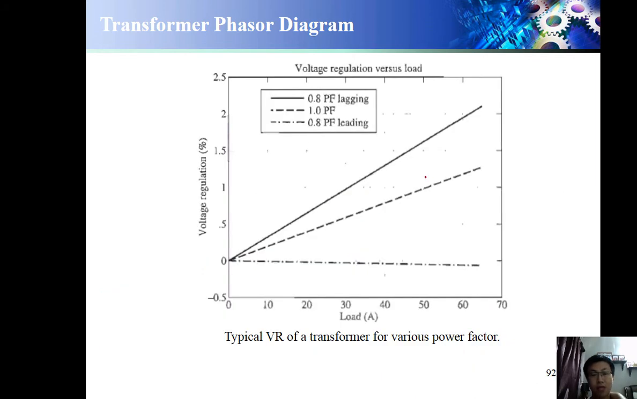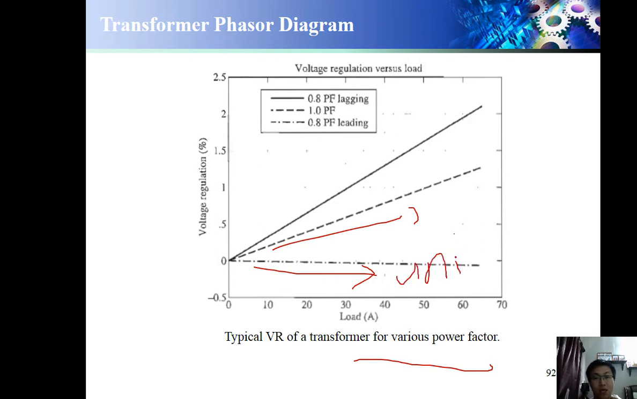Okay. So as a conclusion, a brief summary, the phasor diagrams of a transformer for the various power factors look like this. If lagging power factor, leading, unity power factor. Oh, this is unity. Sorry. This is unity. Where is lagging? Oh, this is lagging. Sorry, this is leading. Leading. This is unity. This is lagging. Okay. This is just a typical one.